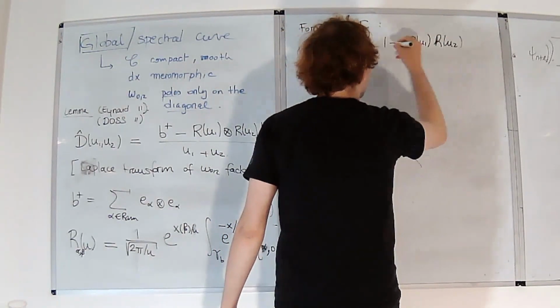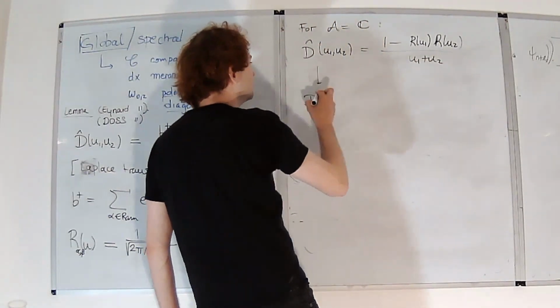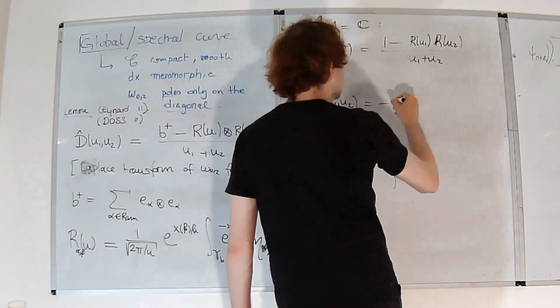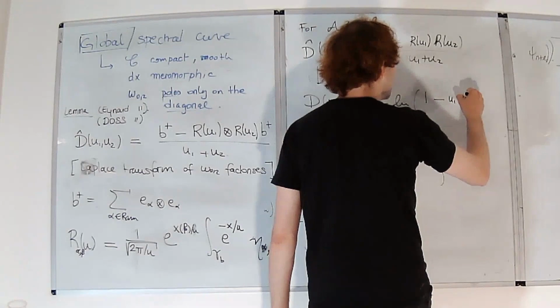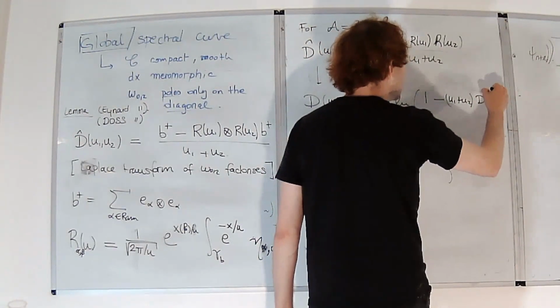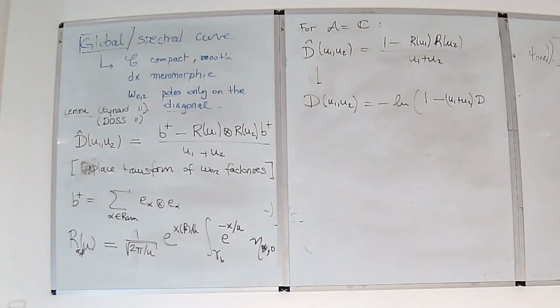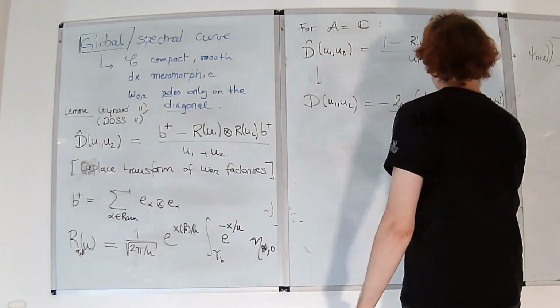There's no tensor product. It is this. So what becomes of D? So D, this was minus log of 1 minus u1 plus u2. Actually, I don't remember it by heart. Yes, D of u1, u2 divided by u1 plus u2.